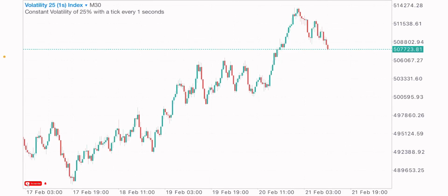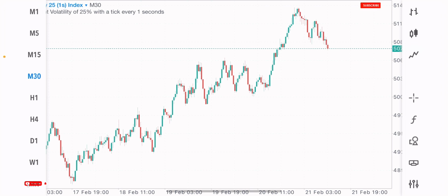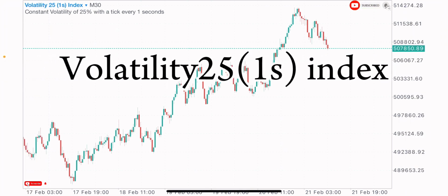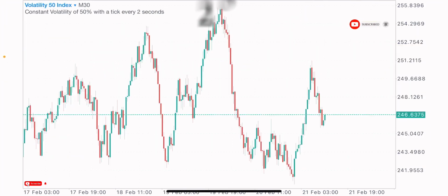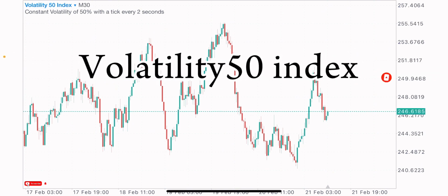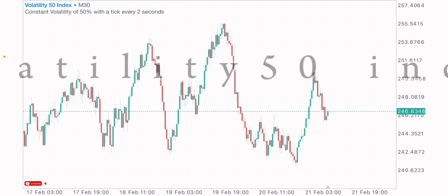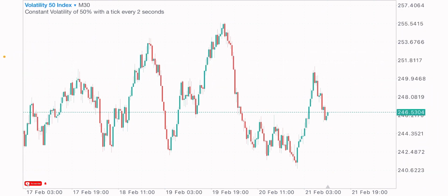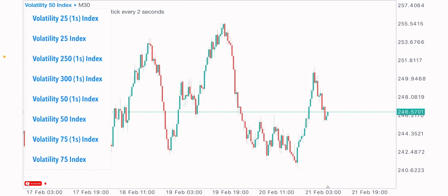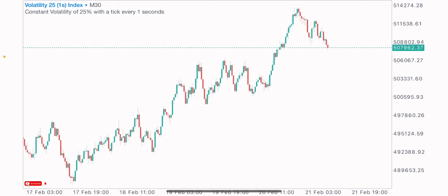I saw a very nice trade opportunity on two indexes, so I would want us to have a market analysis and market breakdown on these two indexes. The first index is the Volatility 25 (1s) index, and the second index is the Volatility 50 index. So what's the market situation on these indexes? Basically, which trade opportunities do we have on them? Let's first start from the V25 1s index.